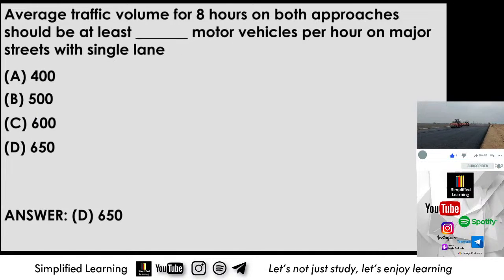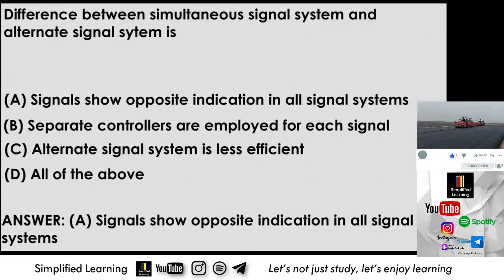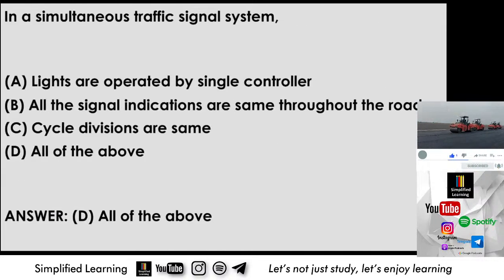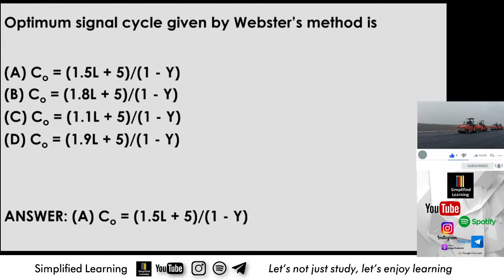Average traffic volume for 8 hours on both approaches should be at least 650 motor vehicles per hour on a major street with single lane. The difference between simultaneous signal system and alternate signal system is that signals show opposite indications in all signal systems. In simultaneous traffic signal system, lights are operated by a single controller, and all the signal indicators are the same throughout the road and cycle divisions are the same. Optimum signal cycle is given by Webster method, which is C0 equals 1.5 L plus 5 divided by 1 minus Y.